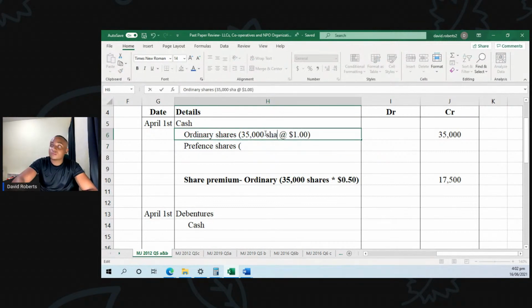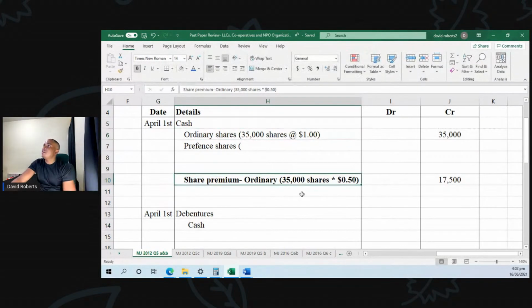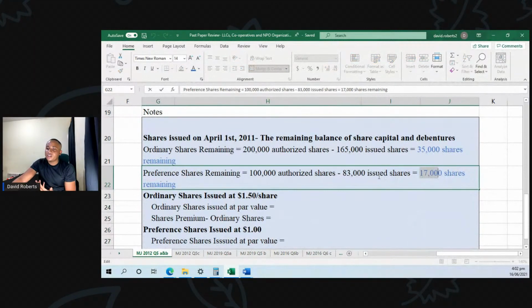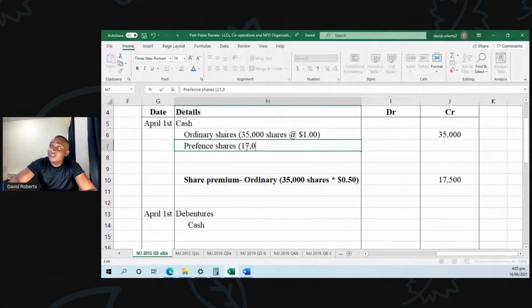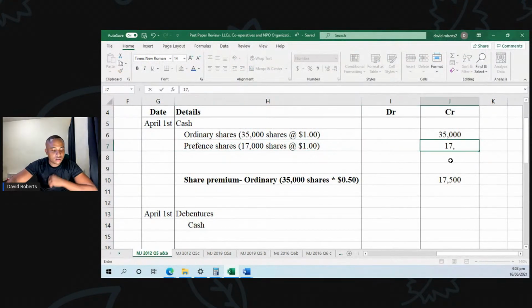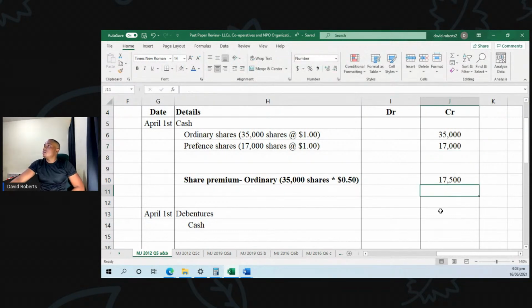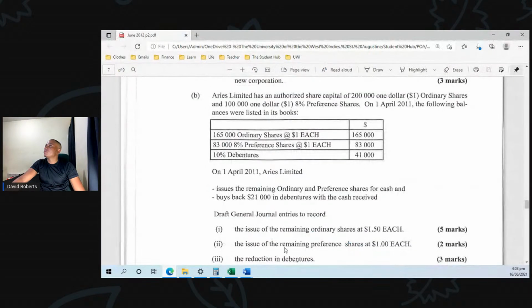So now for the preference shares, remember we would have calculated that we have 17,000 shares remaining. These were issued, 17,000 shares at $1 per share, and so therefore, that is 17,000. Going back to the question: so far, did we show the issue of the remaining ordinary stocks at $1.50? Yes, we did, because we showed the par value and the share premium. So far we can take this off. In the general journal, the issue of the remaining preference shares at $1 each, we have done that so far.